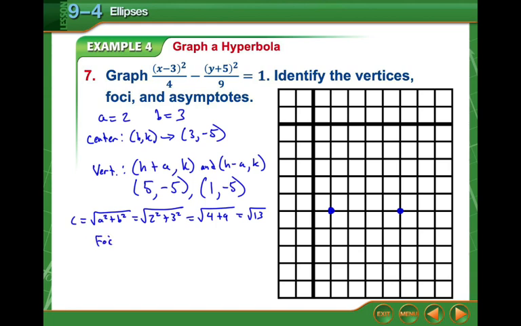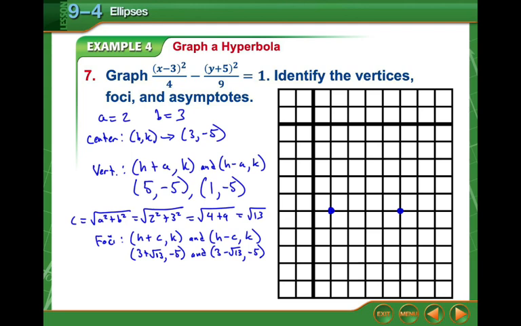So the focus is at h plus c, okay, and there's another one at h minus c, okay. So h plus c, so that's just going to be 3 plus square root 13, negative 5, and 3 minus the square root of 13, negative 5. So we're going to leave those as they are. We're not going to plot them because they're not really pretty to graph.